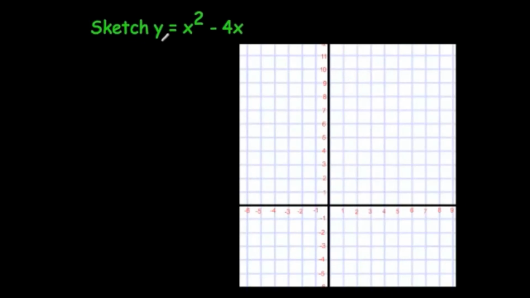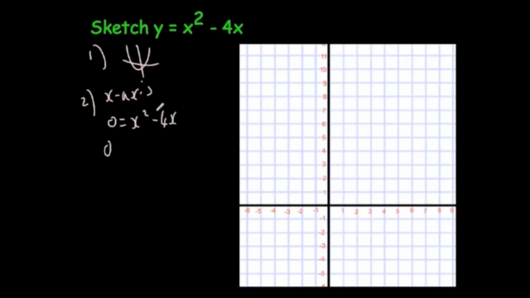Okay, next we're going to draw the graph y equals x squared minus 4x. So again, it's an x squared graph, so it's going to be a U-shaped parabola. Next, you're going to find where it crosses the x-axis. So you're going to let y equal 0, so you're going to get 0 equals x squared minus 4x.